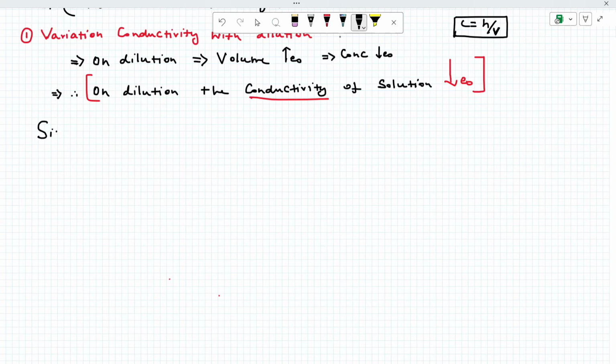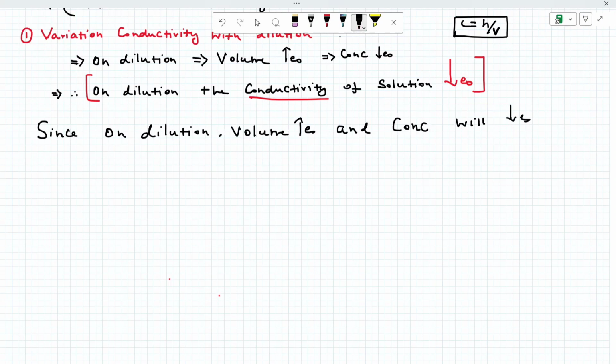Since on dilution the volume of solution increases, yes or no? And concentration decreases. So, very important, the number of ions per unit volume decreases.